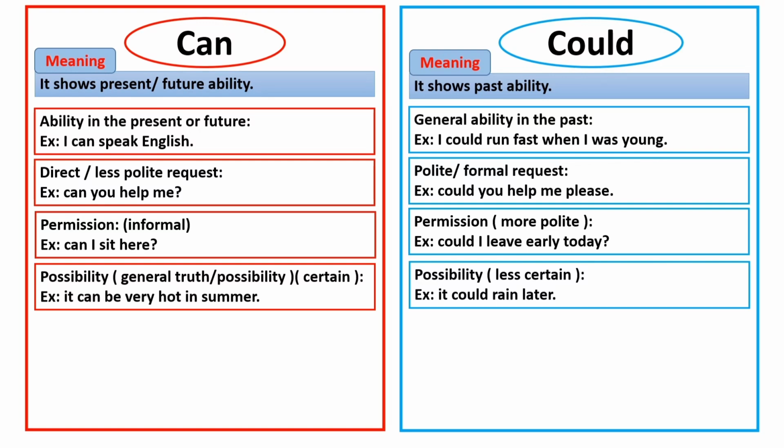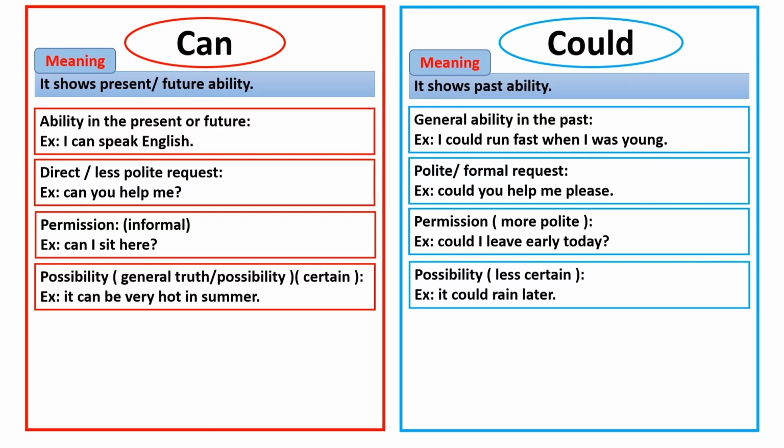Both of them also show possibility, but can shows the general truth or possibility that is more certain. It means the possibility of that action or that thing happening is much higher than when we use could. When we use could, the certainty is less. It may happen or it may not happen.